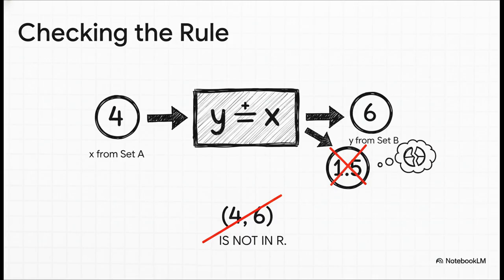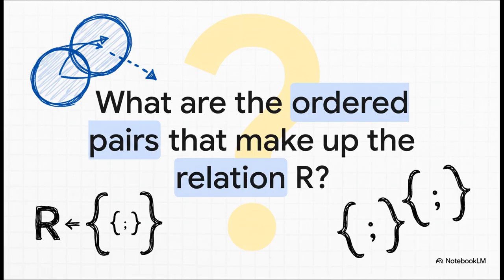Simple as that. Awesome. So we know how to check one pair. Now, let's find all of them. The question is, how do we build the entire set that makes up this relation R?